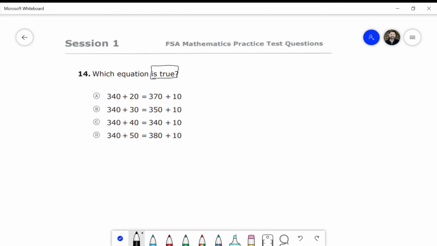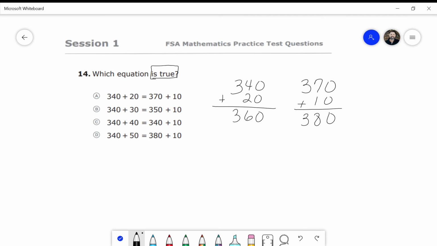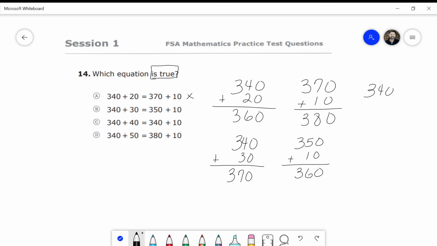So all you really have to do is add the numbers. 340 plus 20 would be 360. And then if I do 370 plus 10, well, that's 380. So that one does not work. So then we go ahead and try it again. 340 plus 30, that's 370. And then 350 plus 10 more, well, that would be 360. So that equation is not true. Then you go to the next one.